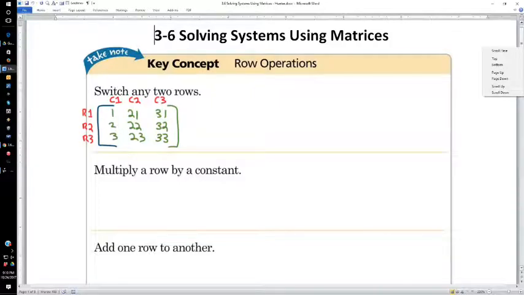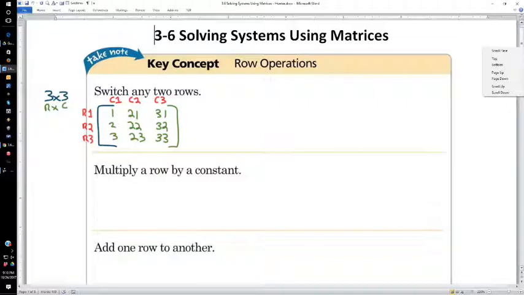Basically, this would be a 3 by 3 matrix. That's what we would call it, because it is 3 rows by 3 columns. Later on, we'll be dealing with a lot of 2 by 3 and a lot of 3 by 4 matrices. We'll get into that in a minute. But first things first.